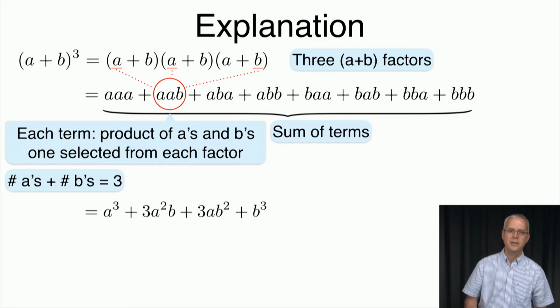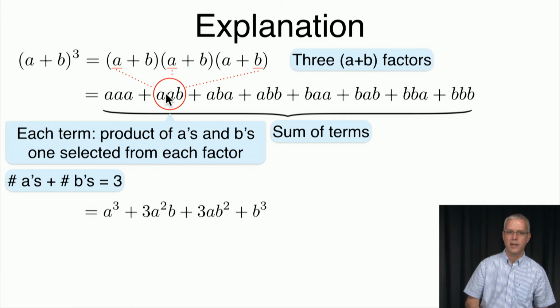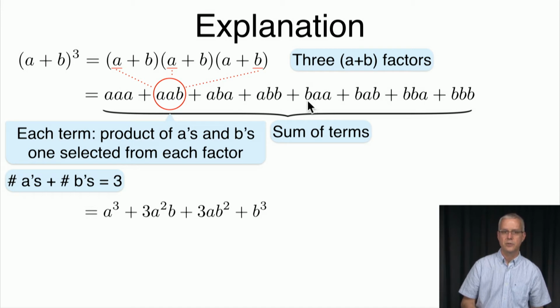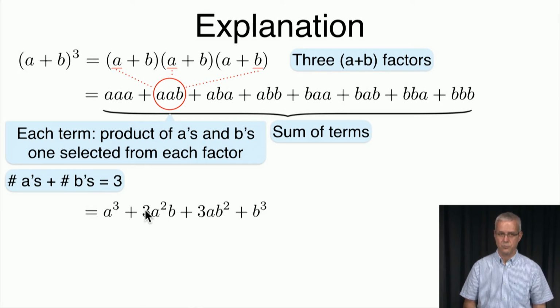Furthermore, if we group the terms together, how many times do we have a cubed? We have 1. How many times do we have a squared b? We have here a squared b plus another a squared b here plus another a squared b here. So we have 3 terms, and we have 3ab squared from this one and this one and that one, and we have a single b cubed. And these numbers that multiply each term here are what we want to show are the binomial coefficients.